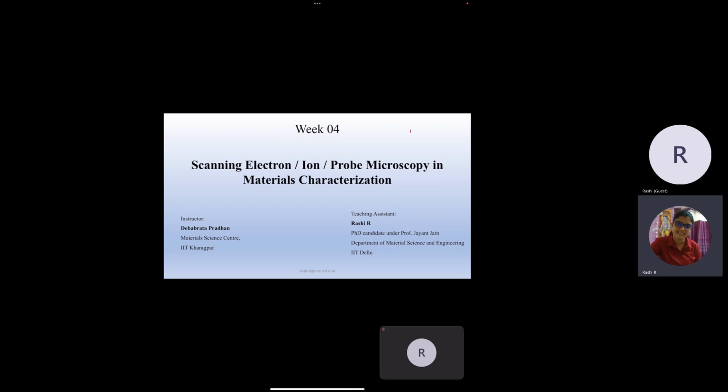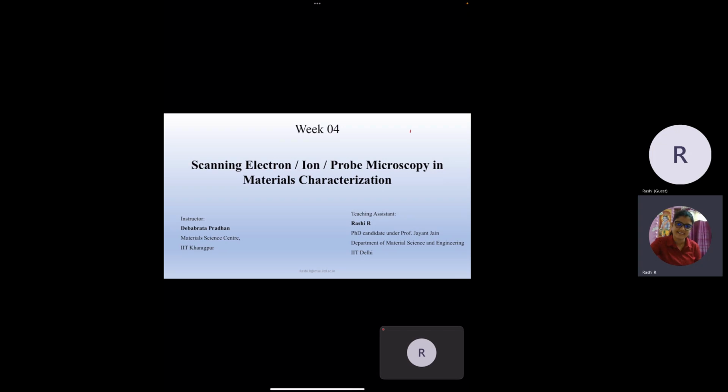I'm Rashi R. I'm doing PhD at IIT Delhi in the Material Science and Engineering Department under Professor Jain. I'm assigned as a TA for Scanning Electron and Ion Probe Microscopy and Material Characterization under Devabrata Pradhan sir from IIT Kharagpur.